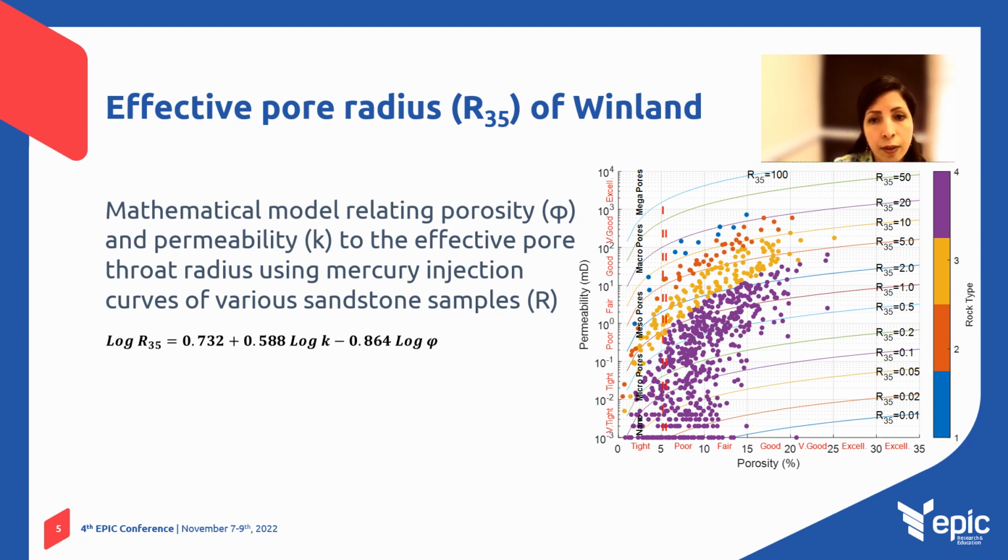The resulting reservoir rock types, according to the common unsupervised algorithm, were integrated and supported with several techniques. The first method was R35 of Winland. Winland presented a mathematical model relating porosity and permeability to the effective pore throat radius using mercury injection curves of various sandstone samples. He expressed that the most reliable relationship between these parameters was found at 35 percent of mercury saturation, and the link between these three parameters allows determination of the pore size of each reservoir rock type and hydraulic flow unit. For this purpose, the following equation that I wrote here was used, and our classified data were integrated with these techniques.